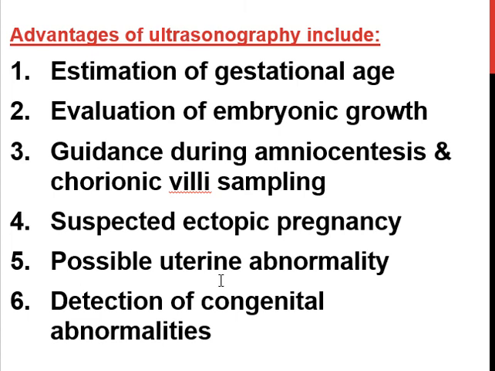Number five, possible uterine abnormalities, if present. We can see them by ultrasound. Number six, detection of congenital abnormalities. So we can detect congenital abnormalities with the help of the ultrasound.